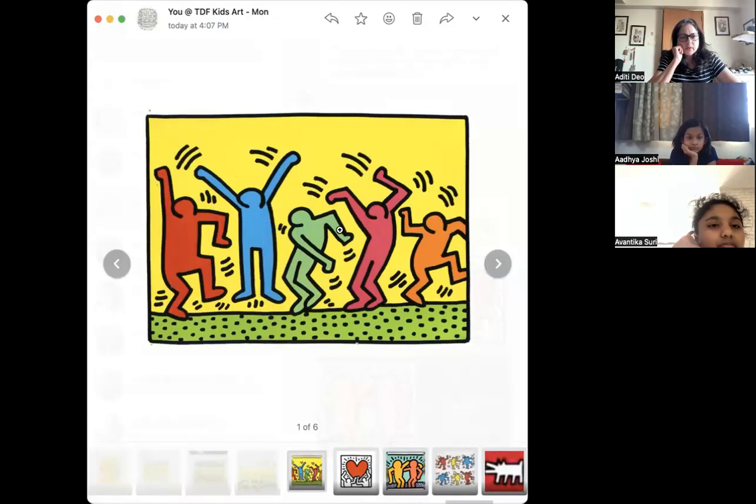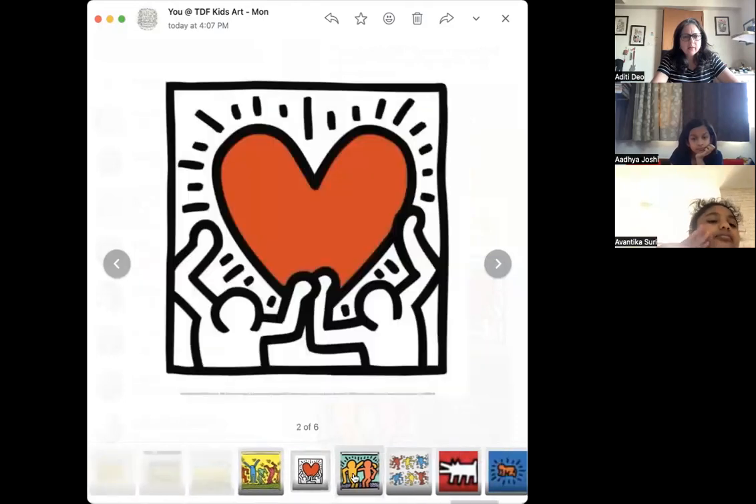Okay, do these images look easy enough to draw? They're not too complicated, na? So he drew a lot of very simplified images. What do these figures look like they're doing? They're dancing. They're dancing, right? Correct. Now look at this one. This again is simple. What does this picture say to you?